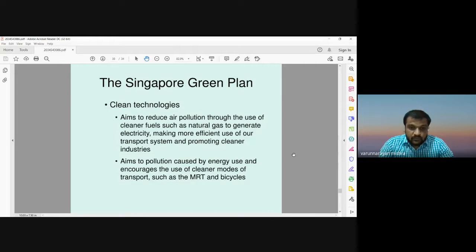And we have to use energy in such a way that it is not harming the environment by releasing toxic gases like carbon dioxide and carbon monoxide. So this is very important in the green plan: cleaner technology, we have to focus on clean technologies.